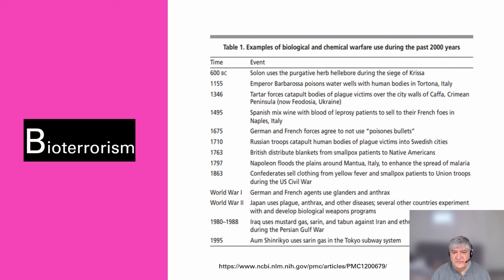Here is a list of some examples of bioterrorism used especially during wars, and that includes using leprosy bodies, poison bullets, some kind of gas like mustard gas, sarin gas. So these are examples, and anthrax again, of bioterrorism used during a conflict, even recent conflicts.